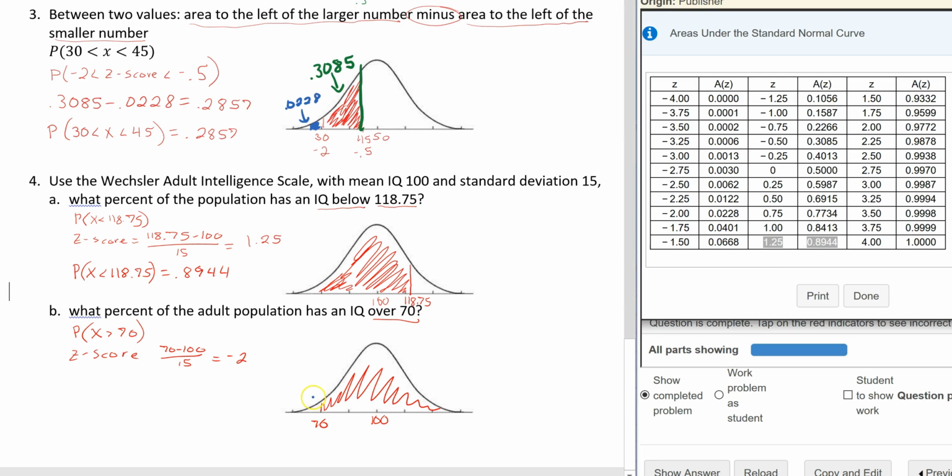First, I'm going to need to find the area to the left of that 70. Remember, 70 is associated with a z-score of -2. So on my table, I'm going to come over to -2, find the area to the left of -2 is 0.0228. And I want the area to the right. So I want to go 1 minus 0.0228 and find out that the chance of an adult person having an IQ score over 70 is 1 minus 0.0228, which is 0.9772. That means about 98% of the adult population has an IQ over 70.